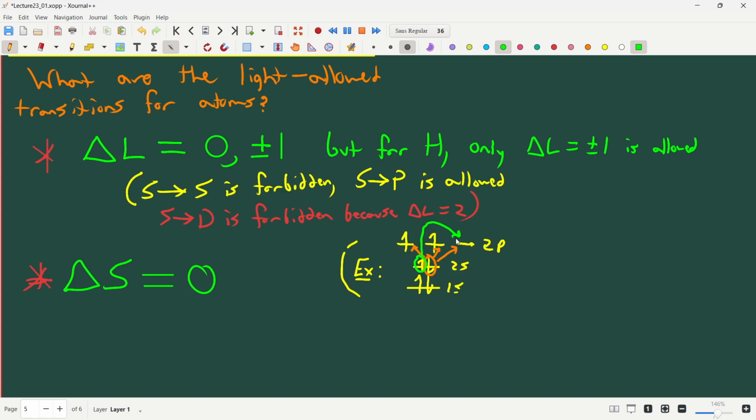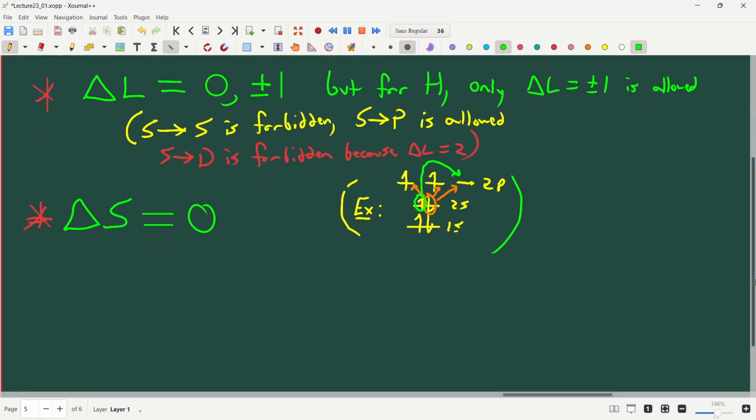This is true for molecules too. In fact, the reason why glow sticks glow for as long as they do is entirely dependent on the fact that delta S is equal to 0. I know that sounds crazy, but the idea is that in a... So let me show you, let me just give you an example about this.